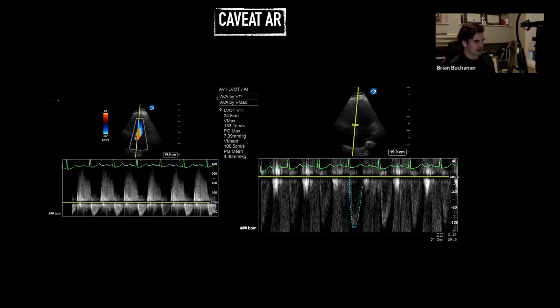That's for sure. So one of the things that we talked about earlier on was that in aortic regurgitation, we are measuring forward flow, but of course the problem is that you get a lot of regurgitation.